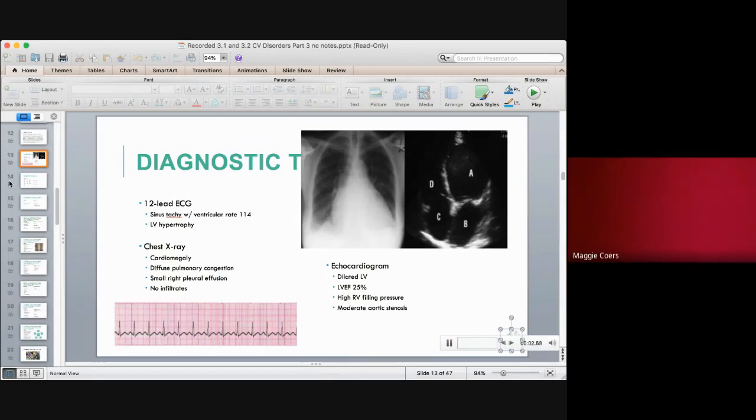All right, so we send the patient for diagnostic tests, and we get a 12-lead EKG. The 12-lead EKG says that the patient is in sinus tach with a ventricular rate of 114, and she has left ventricular hypertrophy. The telestrip is down here at the bottom, and it does show a nice sinus tach rhythm, and the P waves are very close together.